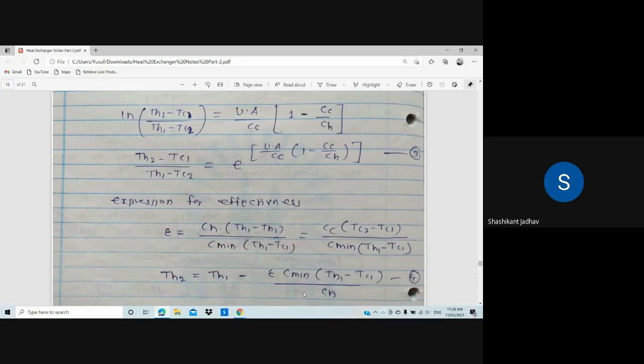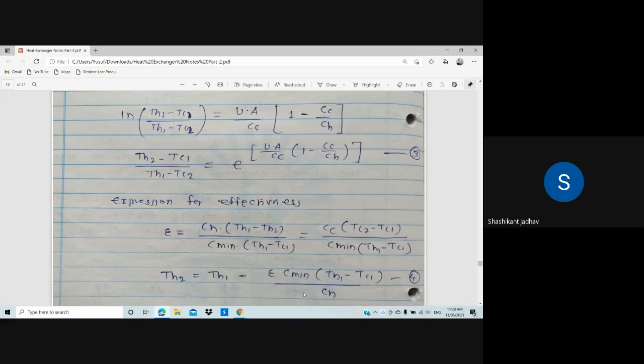So from the first equation, that is epsilon is equal to Ch into bracket Th1 minus Th2 divided by C minimum into bracket Th1 minus Tc1, from the simplification of that equation we get the value of Th2. And what is the equation for the Th2? Th2 is equal to Th1 minus epsilon into C minimum into bracket Th1 minus Tc1 divided by Ch. And that is the equation number 4.